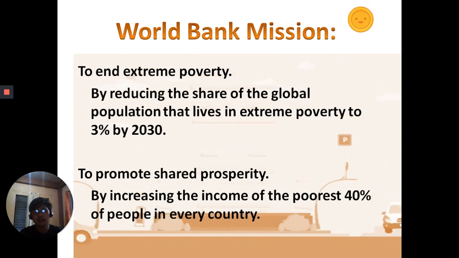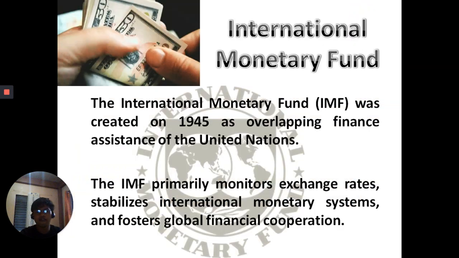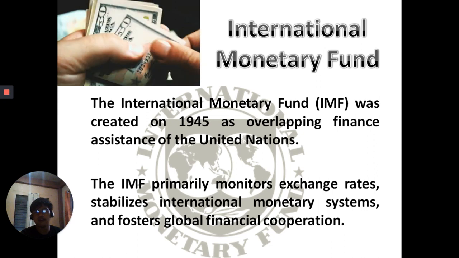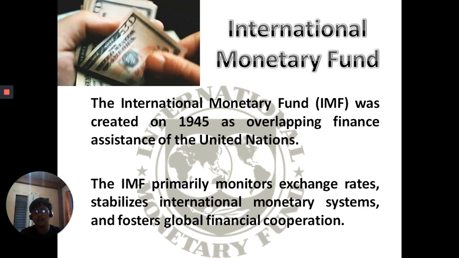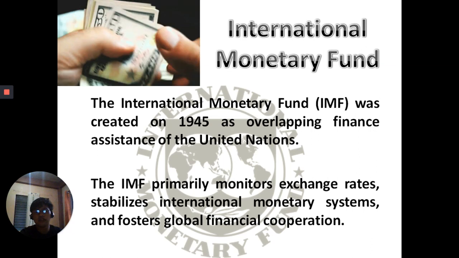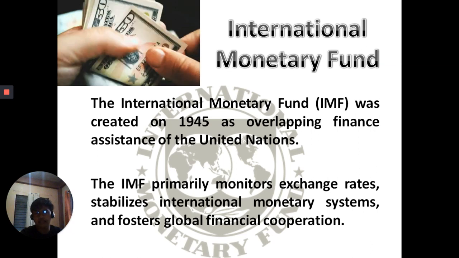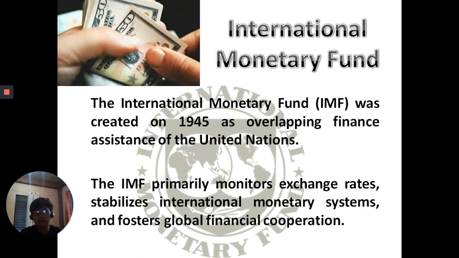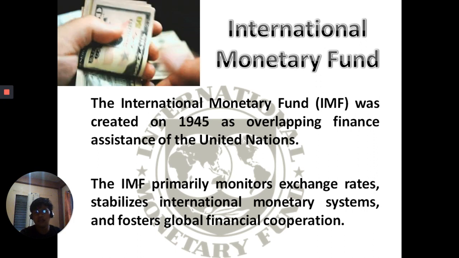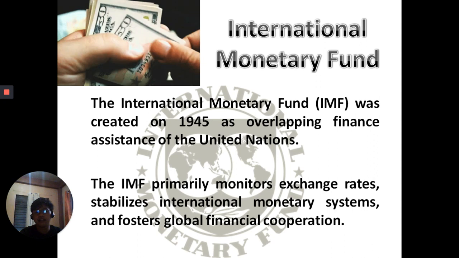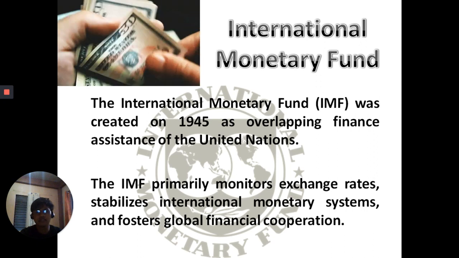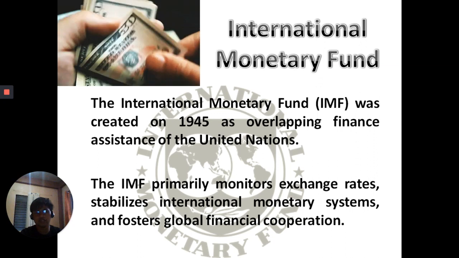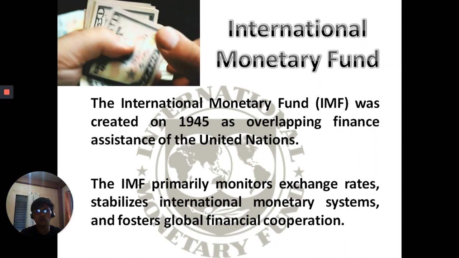Okay. Next is the International Monetary Fund. Okay. I'm sure most of you have this one as your research. The International Monetary Fund was created alongside the World Bank in 1945. Okay, sabay ginawa. As an overlapping finance arm of the United Nations, the IMF primarily monitors exchange rates, stabilizes international monetary systems, and fosters global financial cooperation.